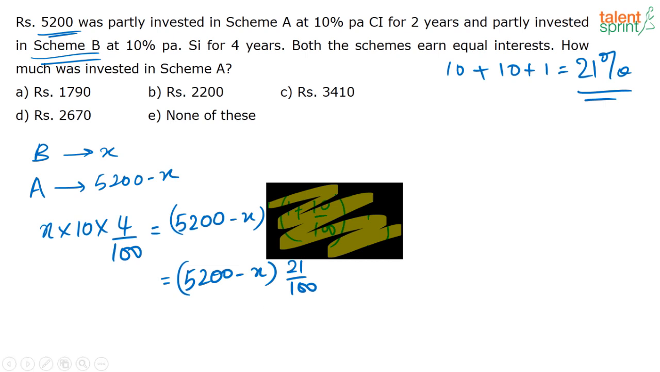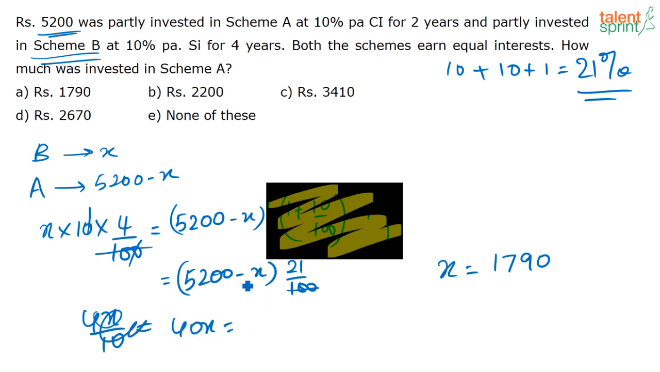So what is the value of X that you get? X is equal to 1790. Just calculate from these two. Let me just do the calculation for you. 4x by 10 is equal to, there is 100, you can directly cancel. So you can write 40x is equal to (5200 minus x) into 21. Now you solve this, you get x is equal to 1790.